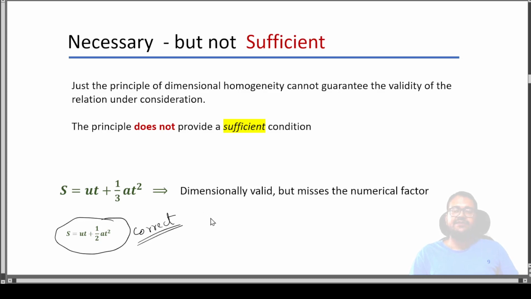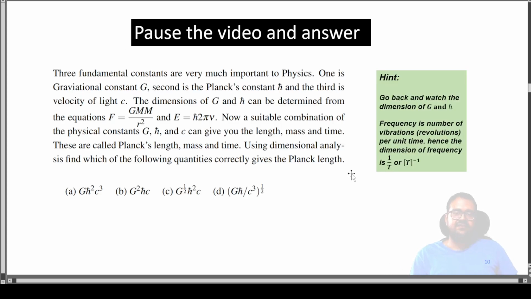But as we see in real life applications, many times the exact numerical factor is not as important as the dimensional relation. That's why dimensional analysis becomes more and more important, because many a time what we need to know is just how a quantity varies with L or M or T or the current. So now let's go to some applications.